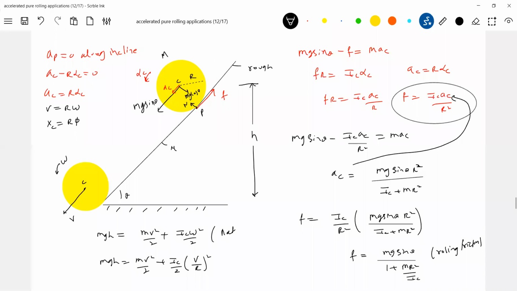Net work done. Different rigid bodies I'll release. Let me release the disc. Friction acting, will it be same? No. Let me release the ring. The friction will be different.